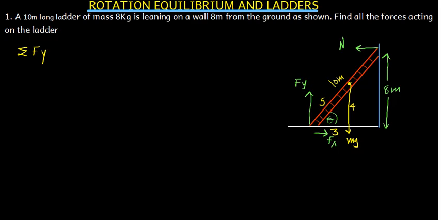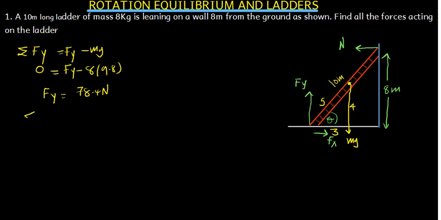Okay, so the net force in the y, we can see Fy is going up and mg is coming down. Because it's not moving, the net force is going to be equal to 0. Fy minus mg, the mass is 8, g is 9.8. So this will give us Fy being equal to 8 multiplied by 9.8, that is going to be 78.4 newtons.